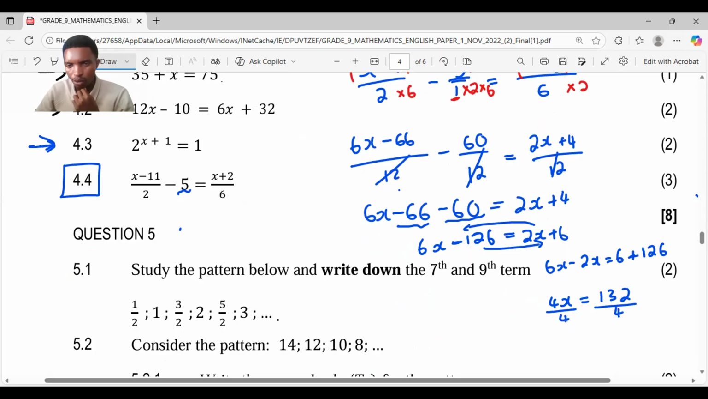Divide both sides by 4. How much do you guys get now? This cancels this. X is how much? 33. So our x there is 33. Are we fine?